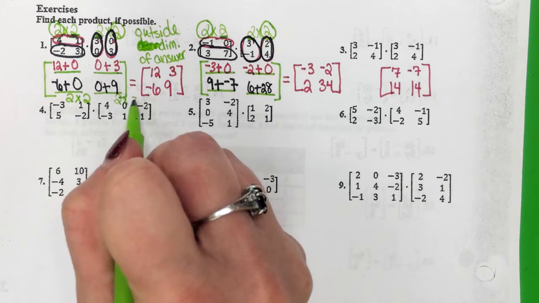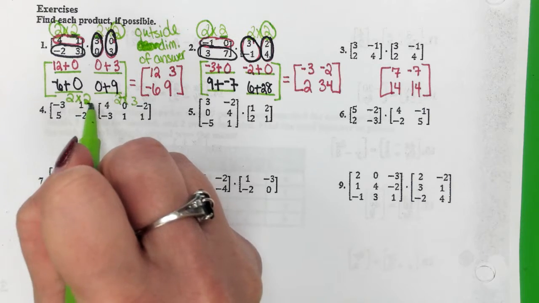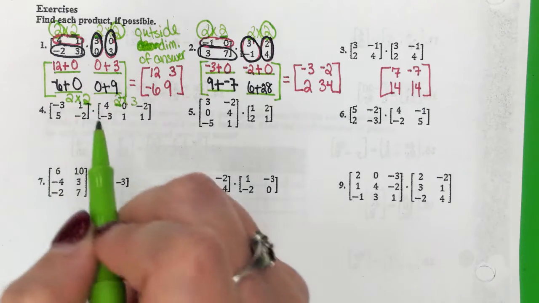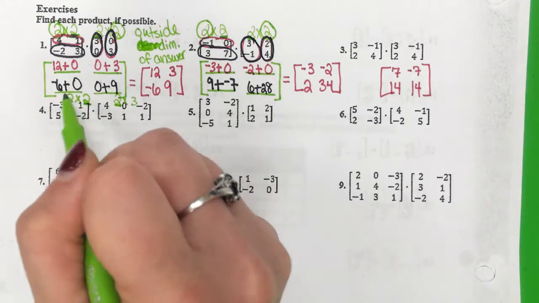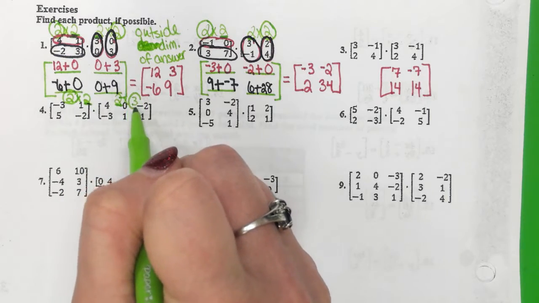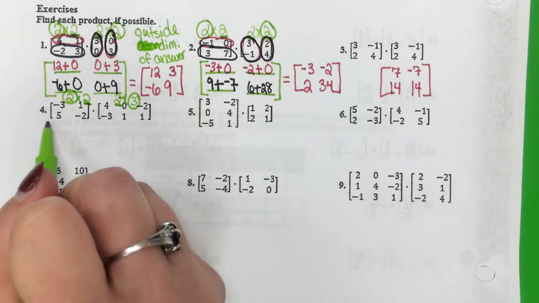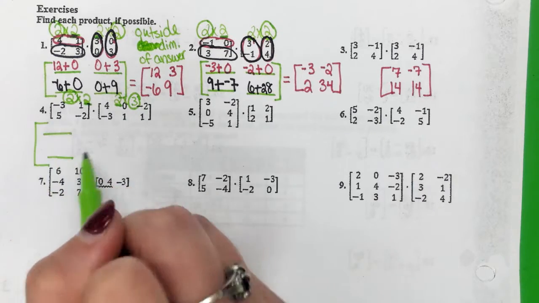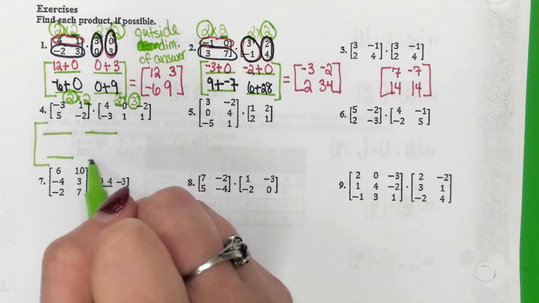And the only thing that has to happen is these inside numbers have to be the same. Are they the same? Yeah, they're the same. So can I multiply them? Yes, I can. And my outside 2 numbers give me my answer dimensions. What's my answer dimensions? 2 by 3. There you go. So we got 2 rows and 3 columns.